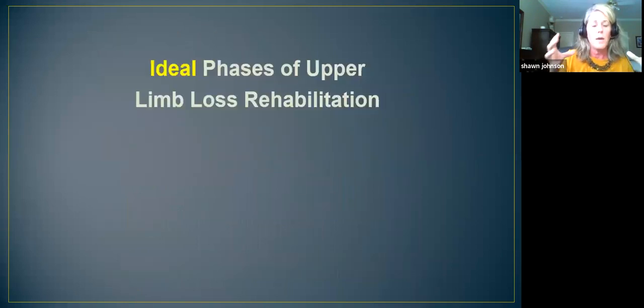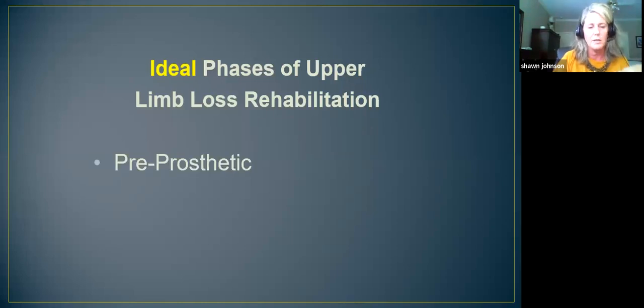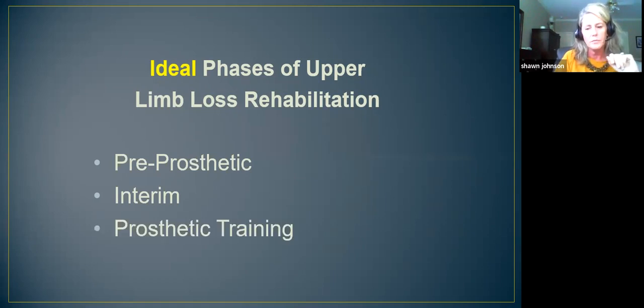Okay, so we're going to talk about phases of upper limb loss rehabilitation. And then once we get into the prosthetic training, there's going to be other phases. So try to keep these a little bit straight, or I'll try to keep them a little bit more clear. Ideally, the phases of upper limb loss rehabilitation include pre-prosthetic, preparing the limb to wear a prosthesis. I like another phase that doesn't happen very often, which is called interim or test socket, and then prosthetic training once you have a finalized device.